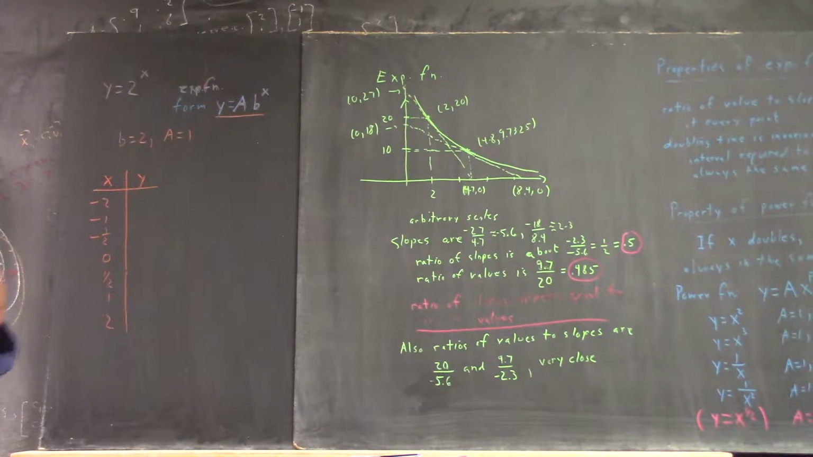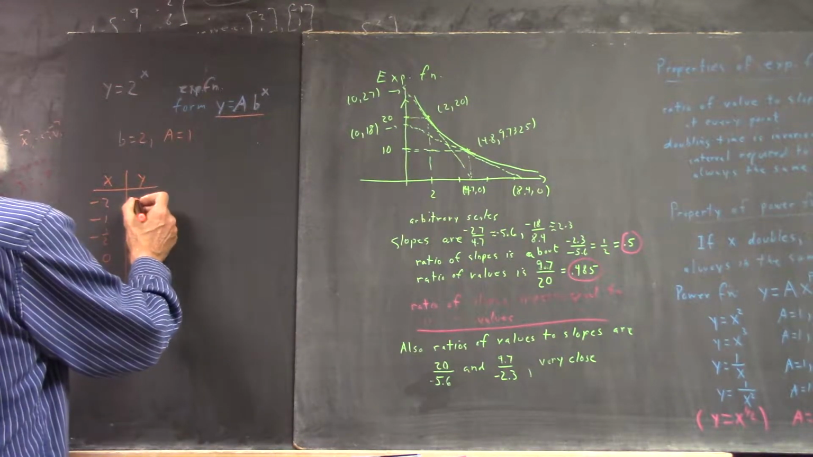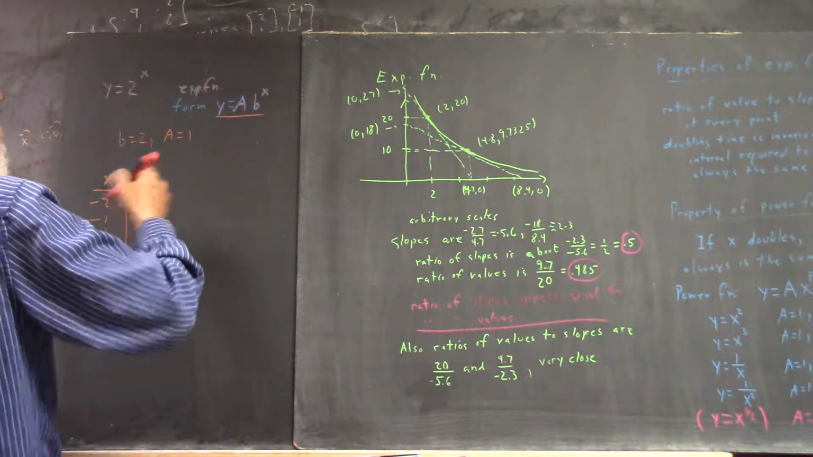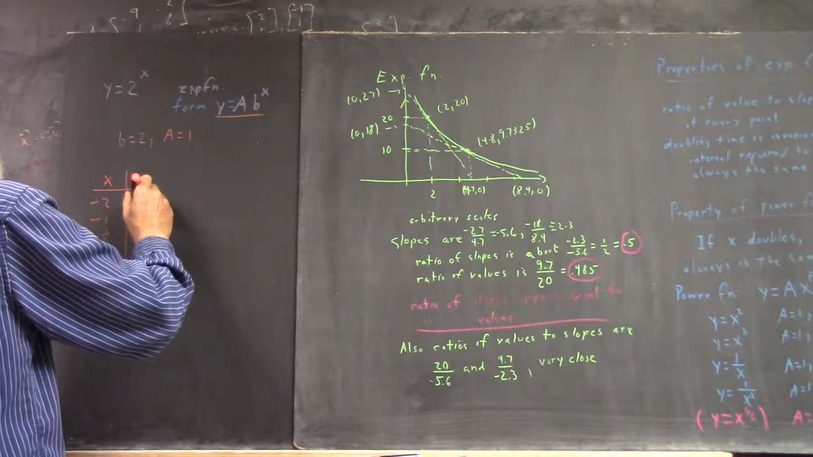Yeah, well, it's 2 to the -2, right? So let's just write it out to make sure we understand. This is 2 to the -2. And how do you do 2 to the -2?